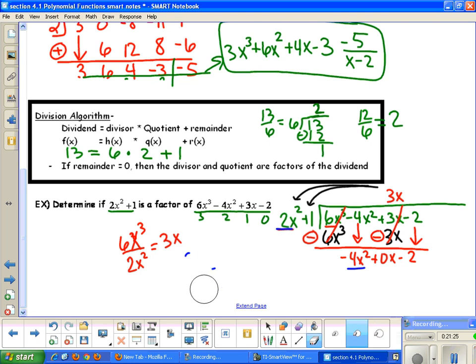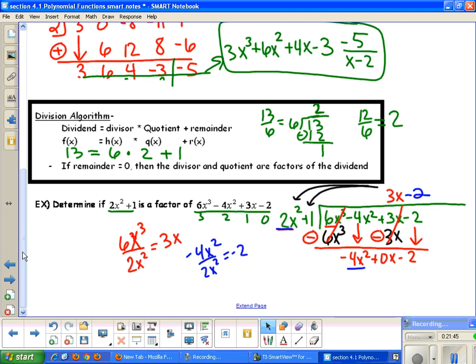Oh, I wrote that backwards. Sorry, negative. So when I do this, negative 4x squared divided by 2x squared, so negative 4 divided by 2 is negative 2. x squared over x squared is just x to the 0 power, and anything to the 0 power is 1. So this is just negative 2.